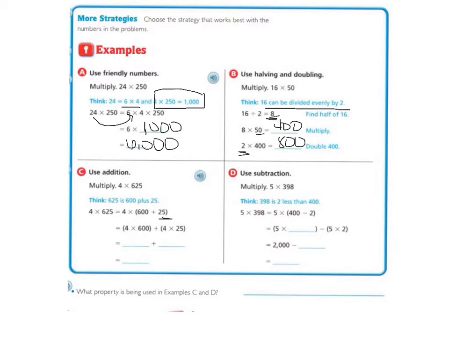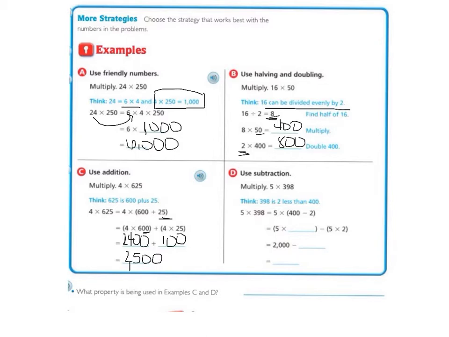So the first thing I'm going to do is 4 times 600. 4 times 6 is 24. And remember, there's 2 zeros on the end of 600, so I have to have 2 zeros here. Then 4 times 25, like a dollar, is 100. And then I add those two answers together. So 2,400 plus 100 is 2,500. Wow, that's a big number.